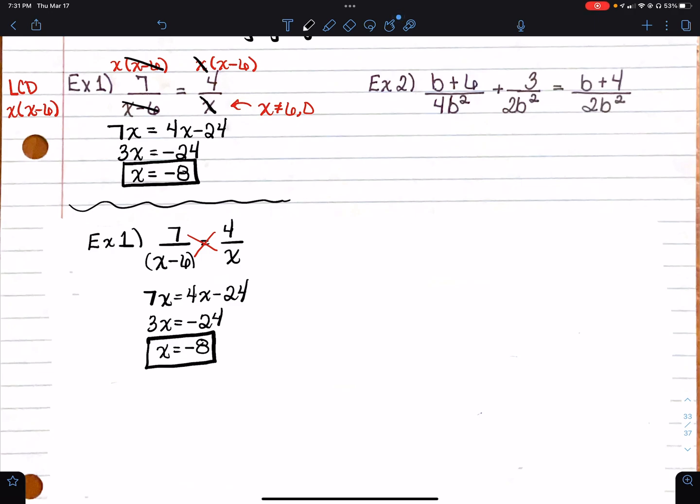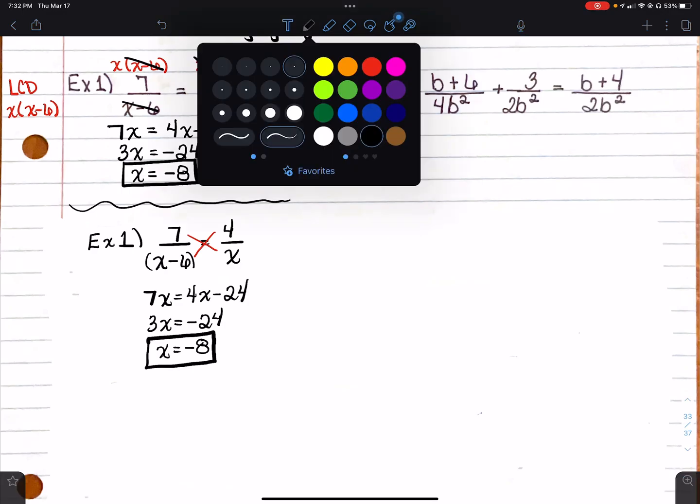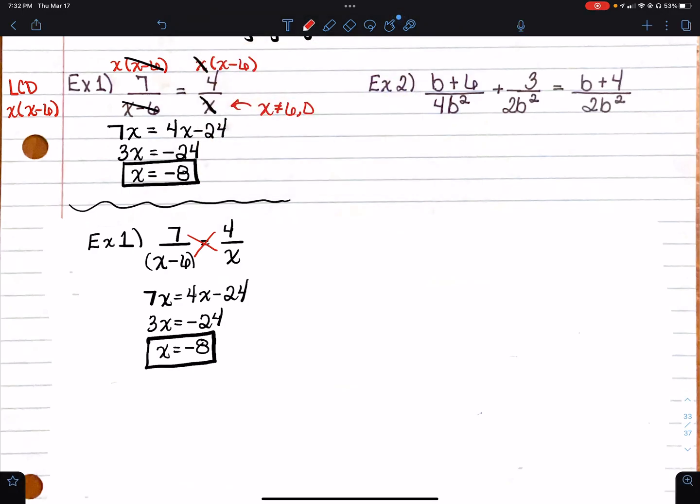All right. So it's easier when you have a fraction equals a fraction just to use cross multiplication, but multiplying the numerators by that least common denominator is going to work for us as well. All right, so let's go over to example 2. Now we have a fraction plus a fraction, so we cannot just cross multiply. In this case, we are going to multiply everything by that least common denominator.